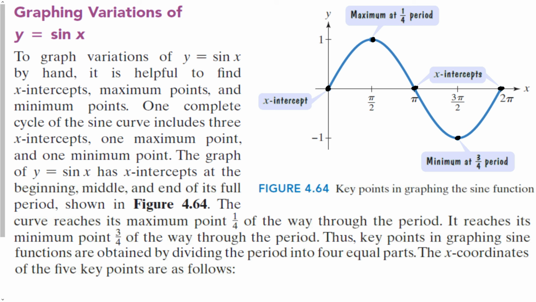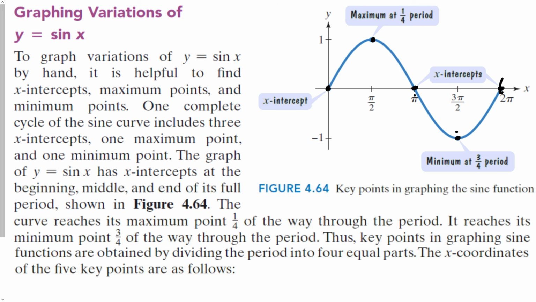This maximum occurs, if all the way to 2 pi is one cycle, at a quarter of the period. This one occurs halfway through the period. This one, the minimum, occurs 3/4 of the way through the period. And then we finish with an intercept again.